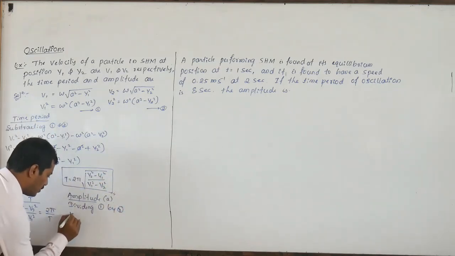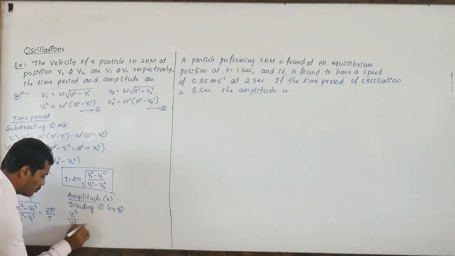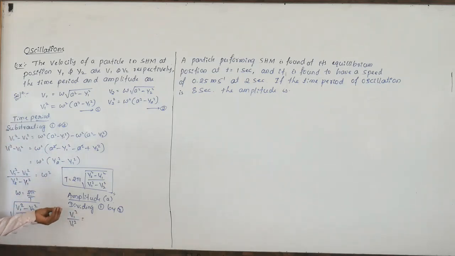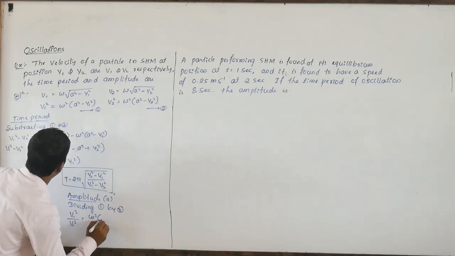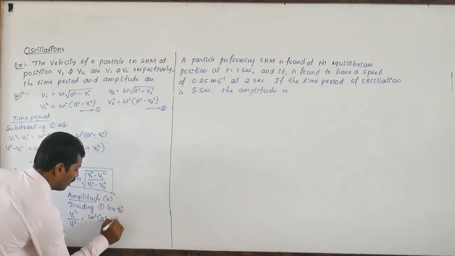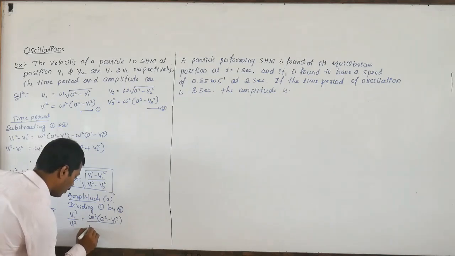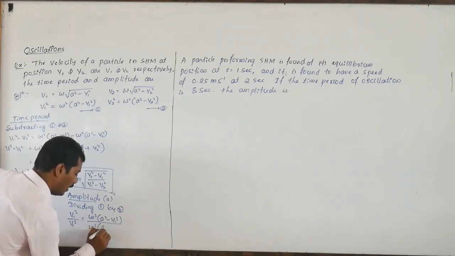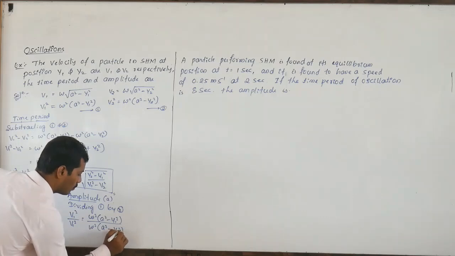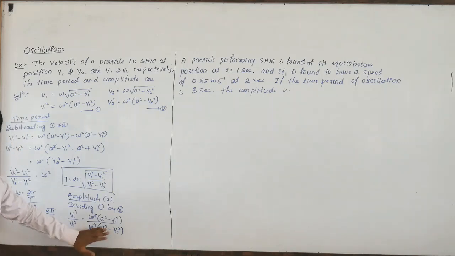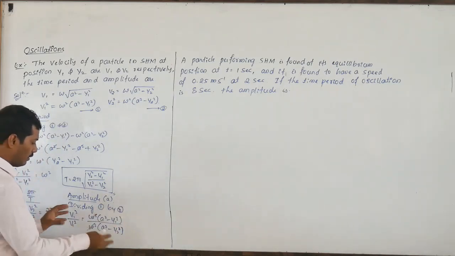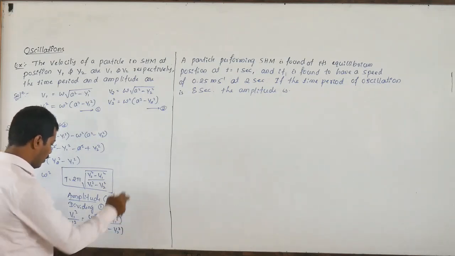If you divide these two, y1 square divided by y2 square, v1 square divided by v2 square, this equals omega square into bracket a square minus y1 square divided by omega square into a square minus y2 square. Omega square gets cancelled. I'll write the final answer here. Its simplification is completely yours. Then comes cross multiplication and denominator multiplication.